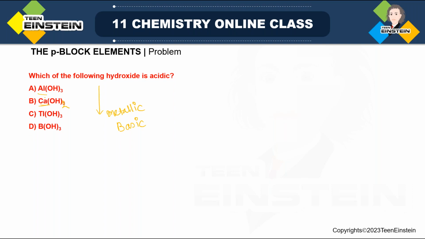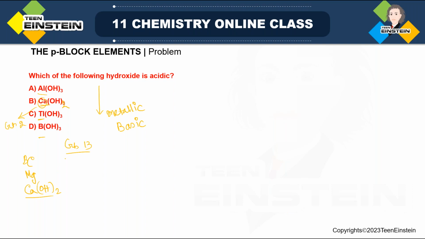Now aluminium, boron, and Tl, thallium, these three elements are from group 13. Only calcium is from the s-block, that is group 2. Now remember the position of calcium: first Be, then Mg, and then we have Ca. So in Ca(OH)2, that is the hydroxide of Ca, obviously there will not be any acidic property.